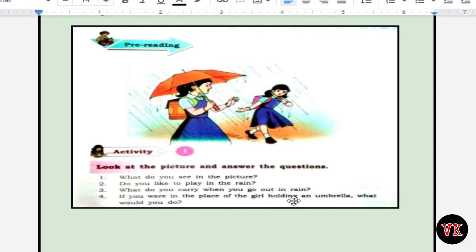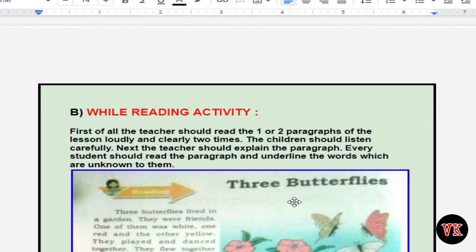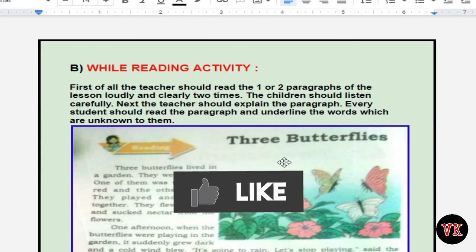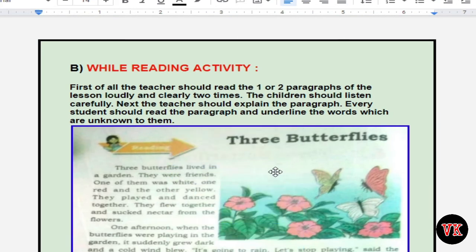The second activity is while reading activity. First of all teachers should read the 1 or 2 paragraphs of the lesson loudly and clearly 2 times. The children should listen carefully. Next, the teacher should explain the paragraph. Every student should read the paragraph and underline the words which are unknown to them.